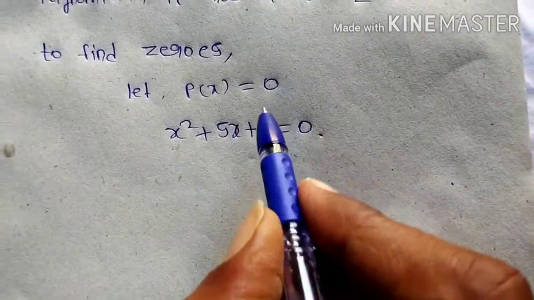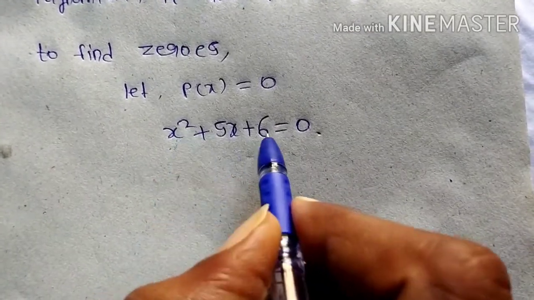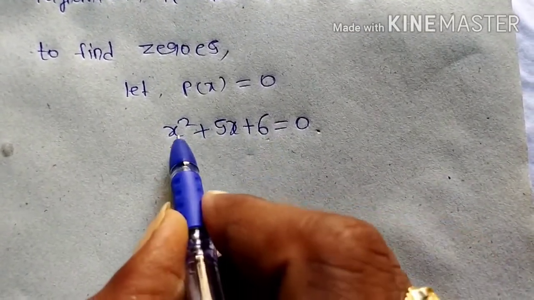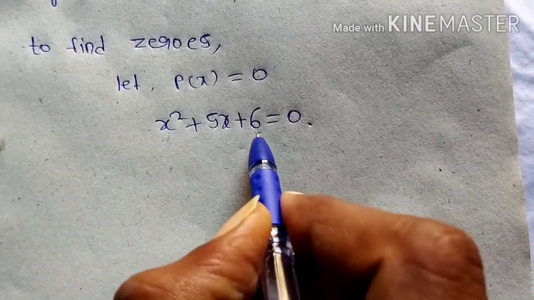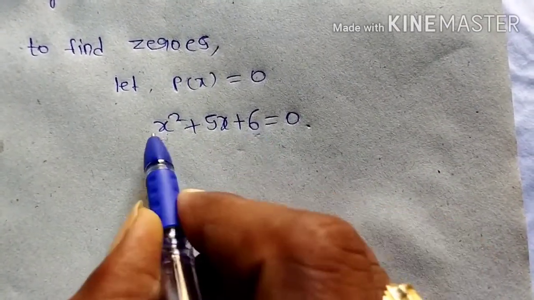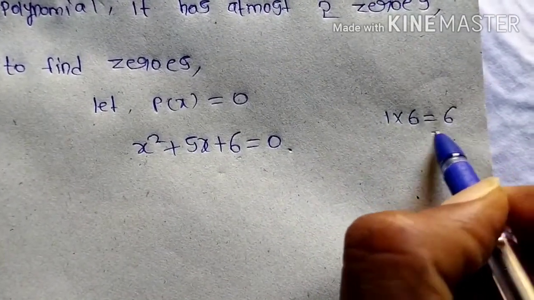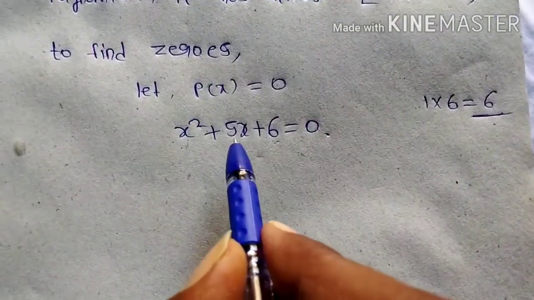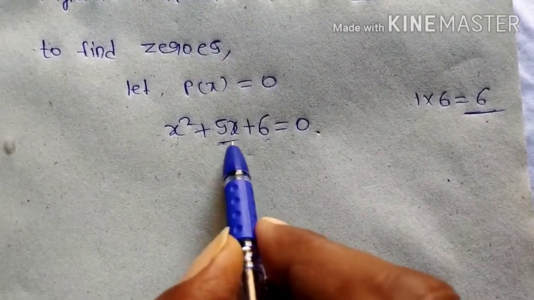Just you can find the product of the coefficient of x square and the constant. The coefficient of x square is how much? 1 only. 1 into x square or not? Yes. Here what is the constant here? 6 only. 1 into 6 how much? Just you can find here, 1 into 6, 6 only. Now you can split the middle term into two terms. What is the middle term here?